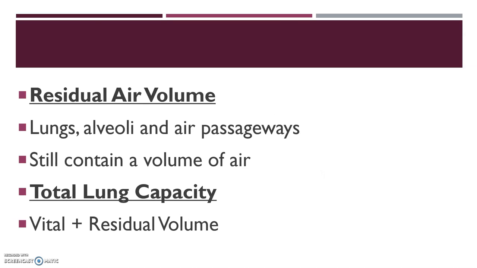Now, our lungs don't totally deflate. So our lungs, alveoli, and air passageway still contain a volume of air, which is roughly about 1,000 to 1,200 milliliters. The total lung capacity includes everything. It's going to contain the vital capacity, which is the tidal air volume, expiratory and inspiratory reserve volumes, and it's going to add in the residual air volume. This is about a quart of air, which is about 5,800 milliliters of air.